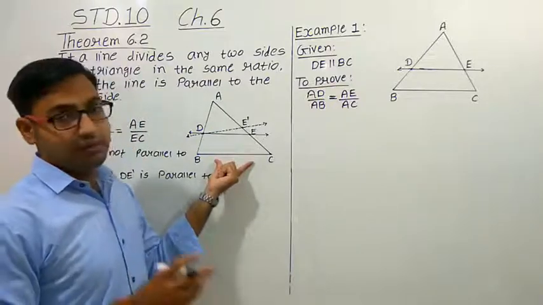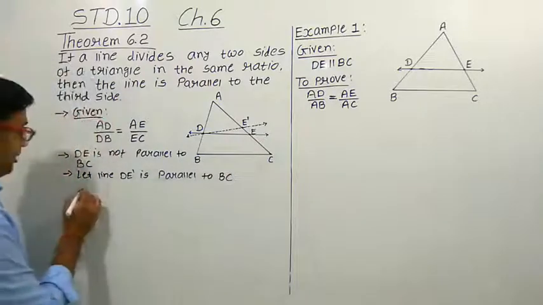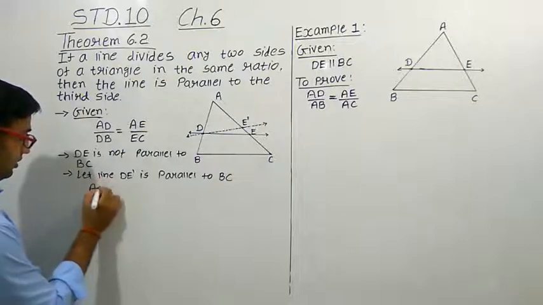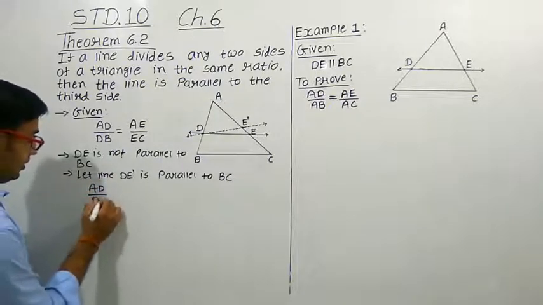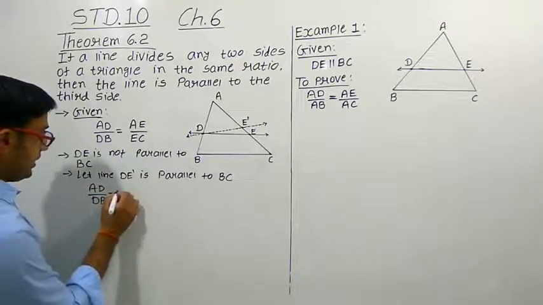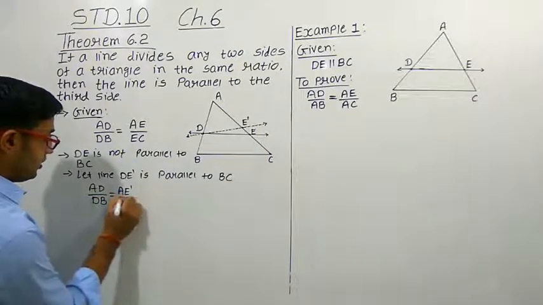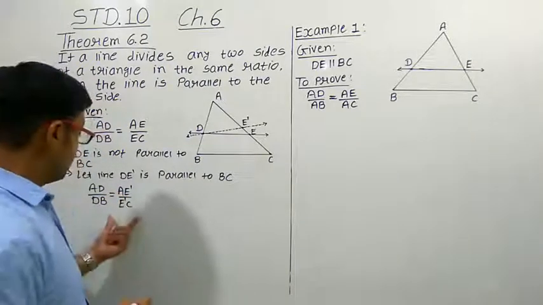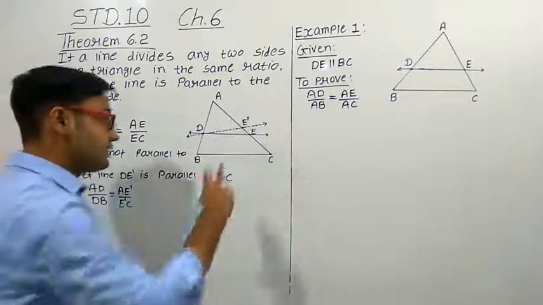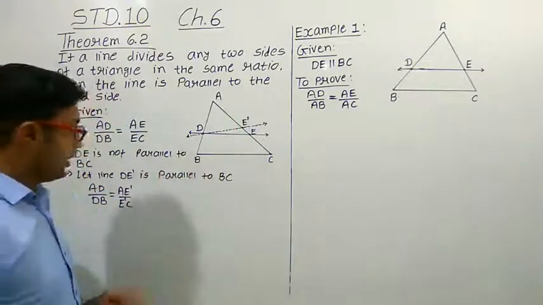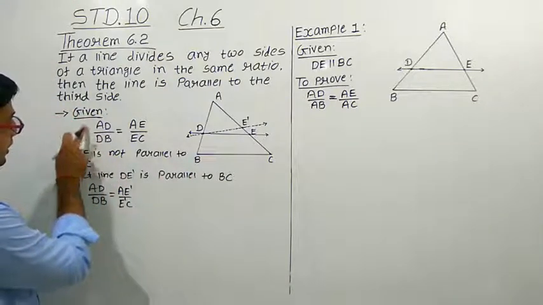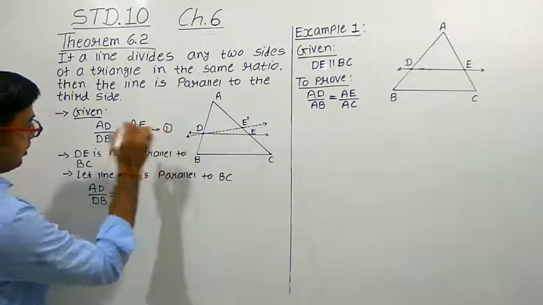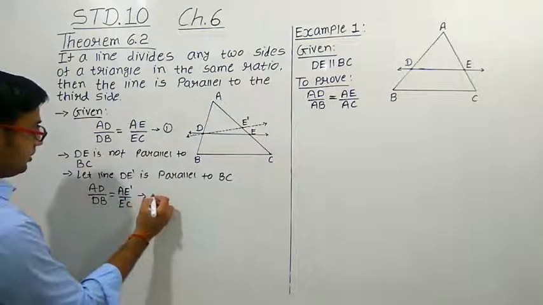Now if the line DE dash is parallel to the third side BC, then according to the Basic Proportionality Theorem, we can write AD upon DB is equal to AE dash upon E dash C. Why? Because here we are considering that DE dash is the line which is parallel to BC. So from the given, AD upon DB is equal to AE upon EC, call it equation number 1. And this ratio, call it equation number 2.